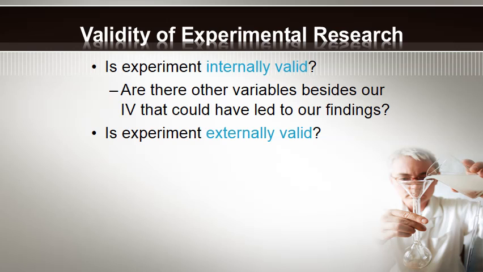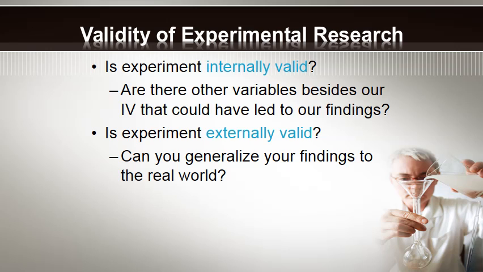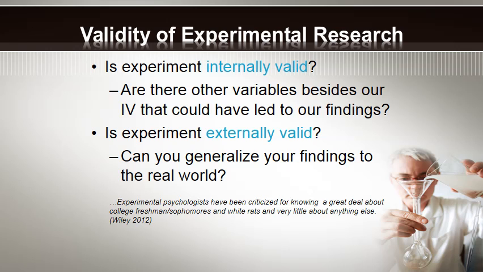External validity refers to the degree to which the researchers are able to generalize an observed causal relationship across different measures, persons, settings, and times. For research to achieve the highest degree of external validity, its results should generalize three ways: to other populations, to other environments, and to other times. In fact, experimental psychologists have been criticized for knowing a great deal about college freshmen or sophomores and white rats, and very little about anything else.